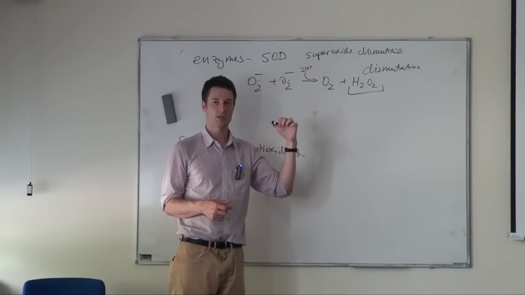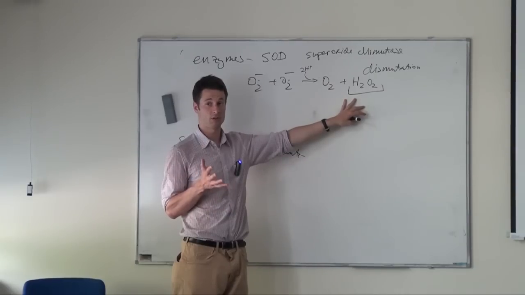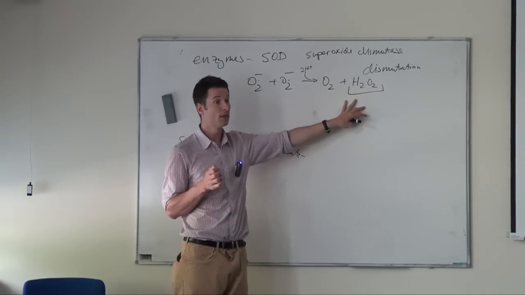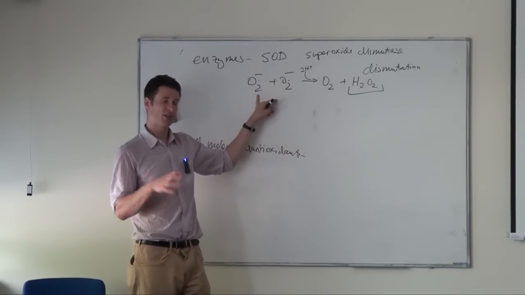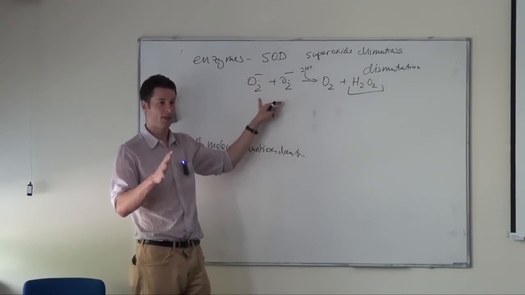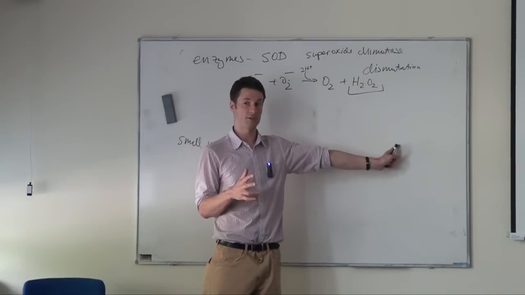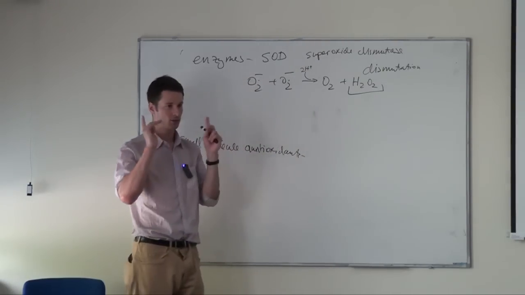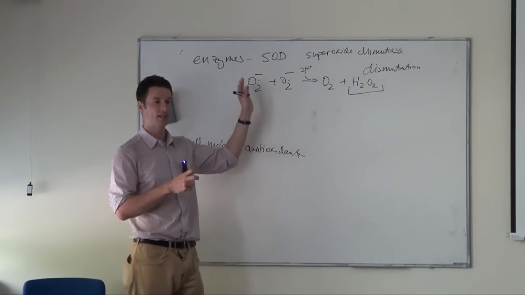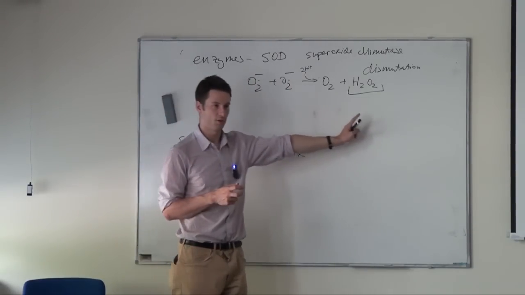Which reactive oxygen species can we get from hydrogen peroxide? Hydrogen peroxide itself is not very reactive, but it can produce which reactive molecule? Hydroxyl radical, exactly. So by getting rid of superoxide, which is fairly reactive, but not that reactive, you produce hydrogen peroxide that can cause the production of hydroxyl radical, which is hugely, massively reactive, okay? So just something to remember. Superoxide dismutase, yes, it is an antioxidant enzyme. It gets rid of superoxide, but it produces hydrogen peroxide.